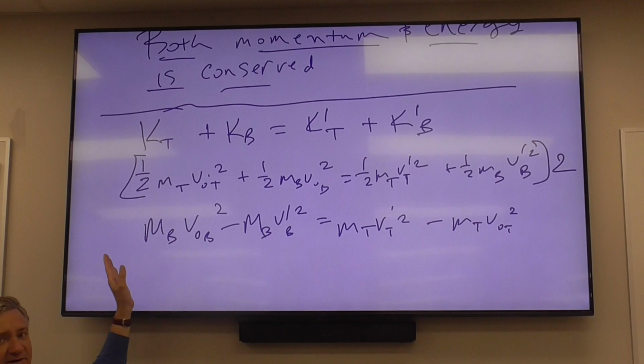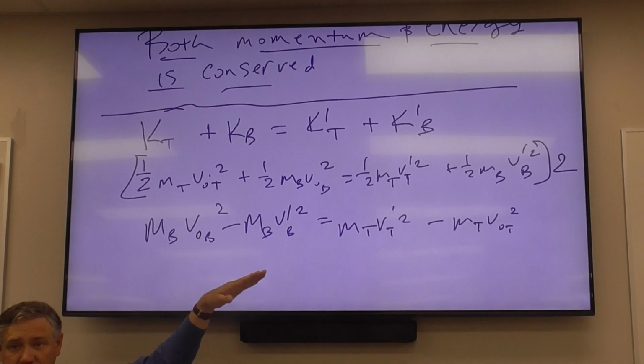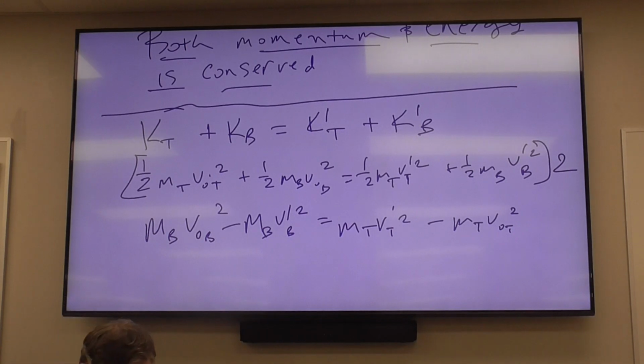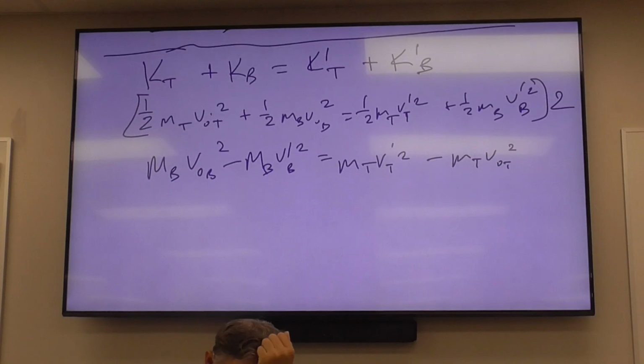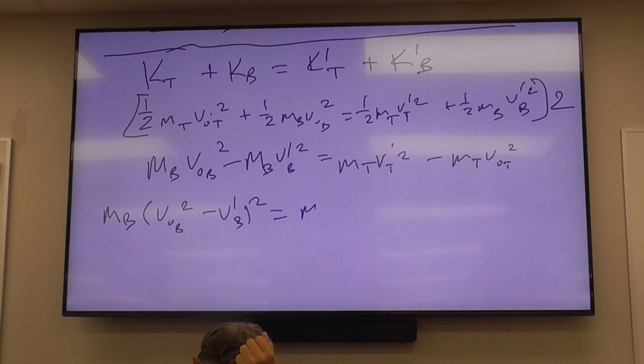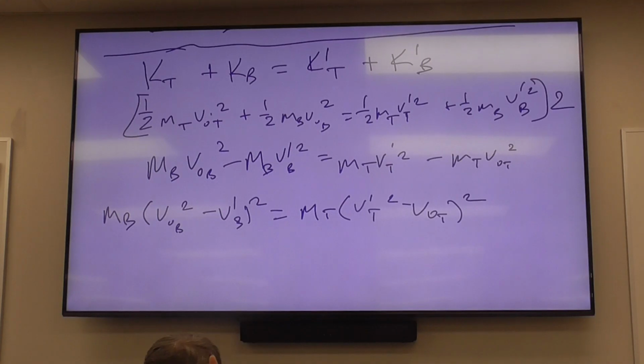Now, can I factor out a mass from everything? Yes. Cool with this, right? So I can write this as the mass of the bullet times the original velocity of the bullet squared minus the new velocity of the bullet squared equals the mass of the target times the new velocity of the target squared minus the original velocity of the target squared. Okay? Cool.